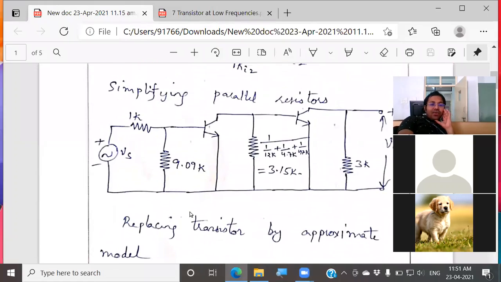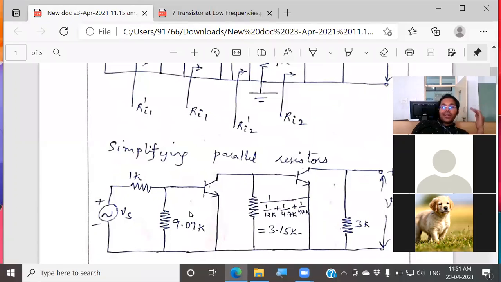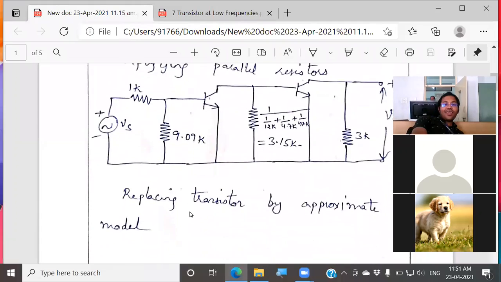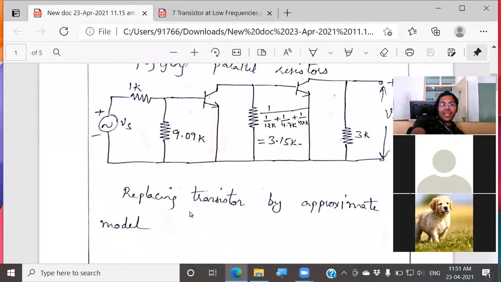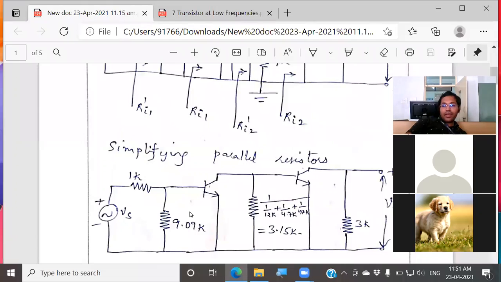That we have to replace. So again, the same old process. First, AC equivalent. Here we found some simplifications. We simplified. Okay, good. Then we are going for replacing the transistor by its equivalent circuit. Okay, next step is replace transistor by equivalent circuit.